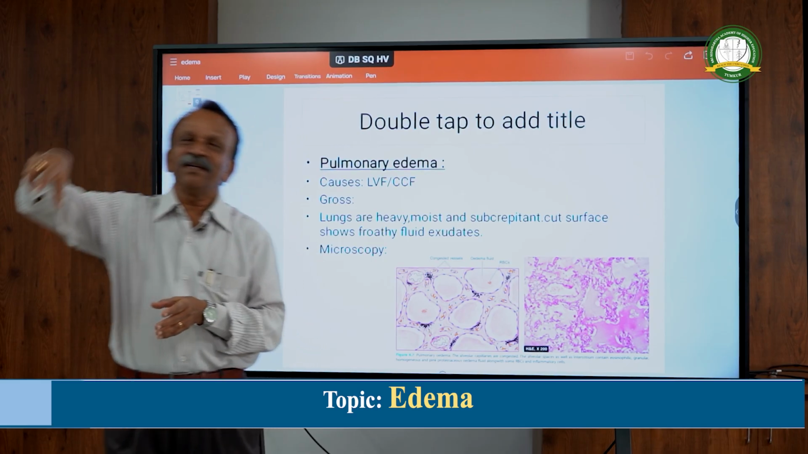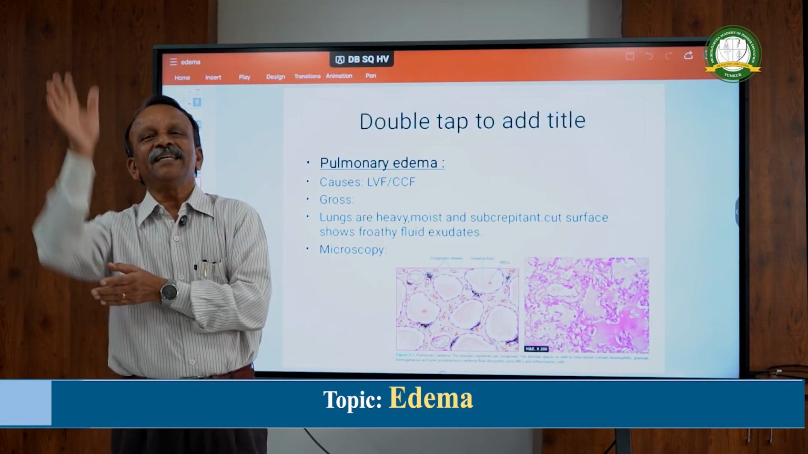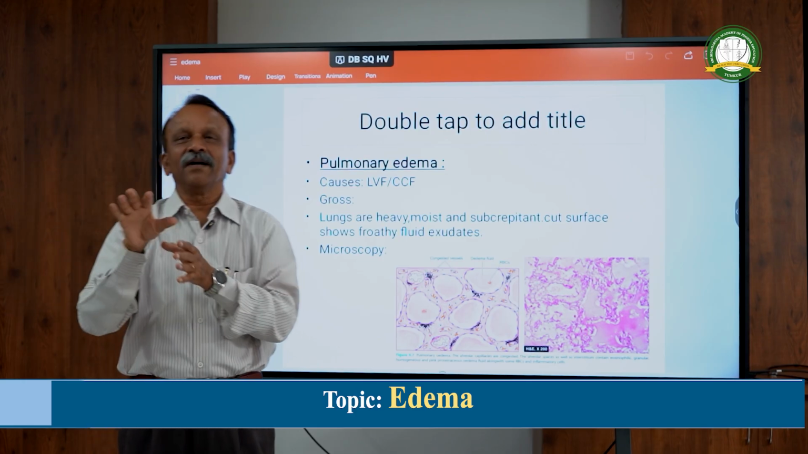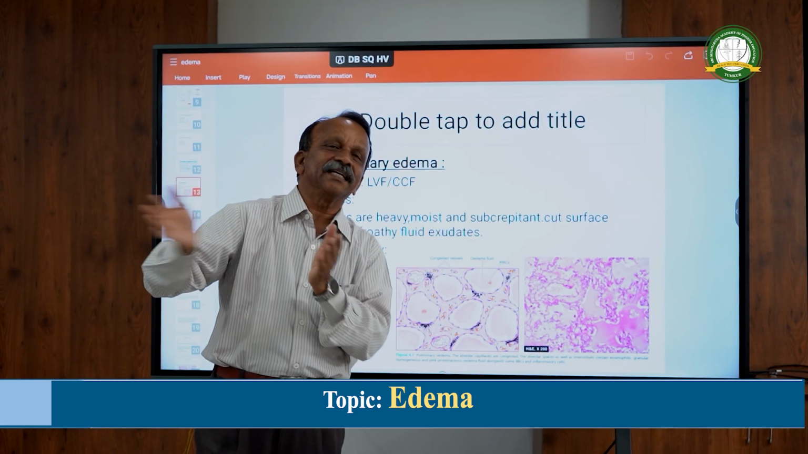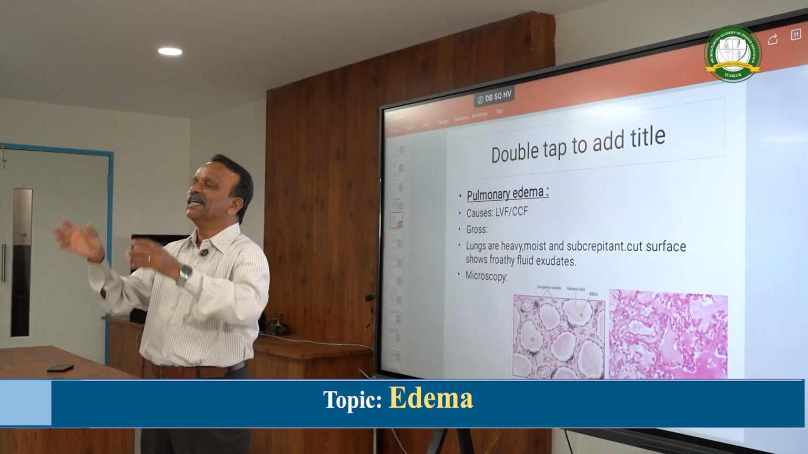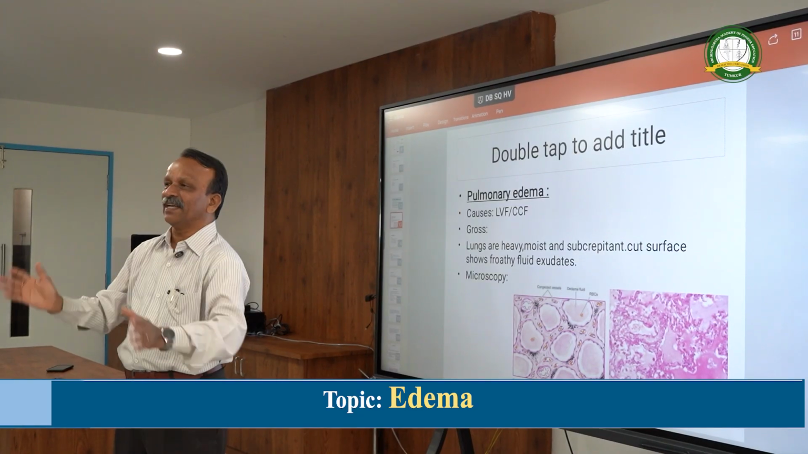So once there is damming up of the blood in the vasculature of the lung, there is a rise in the hydrostatic pressure in the vasculature of the lung tissue. So this results in transudation of fluid from intravascular to extravascular compartment, resulting in the edema of the lung tissue.